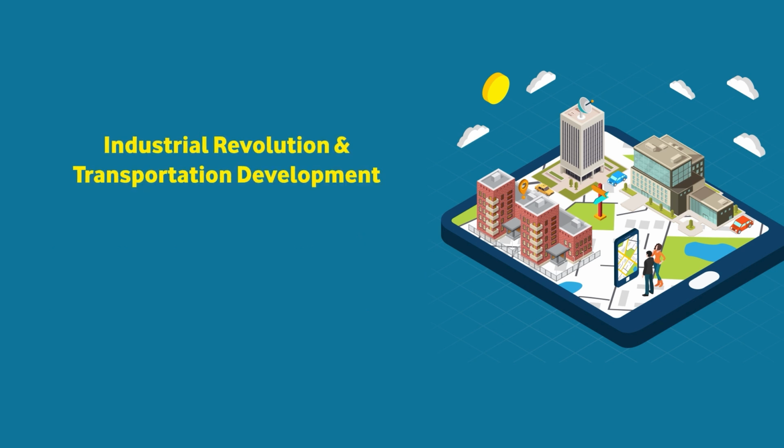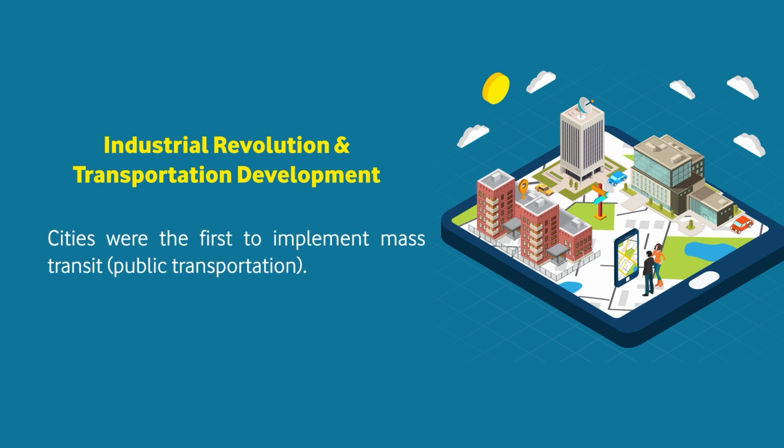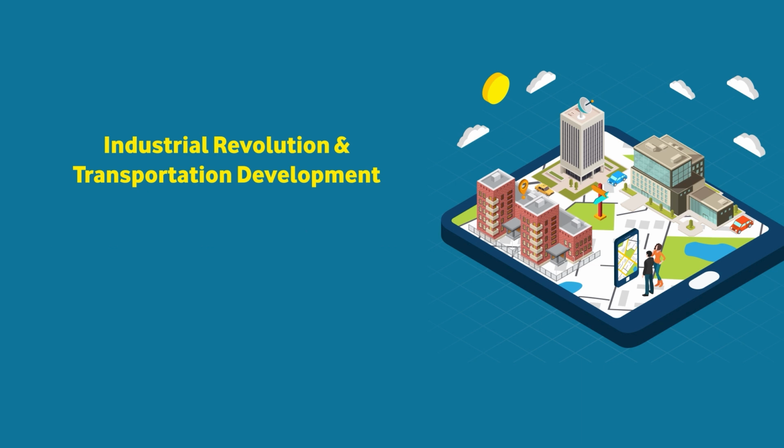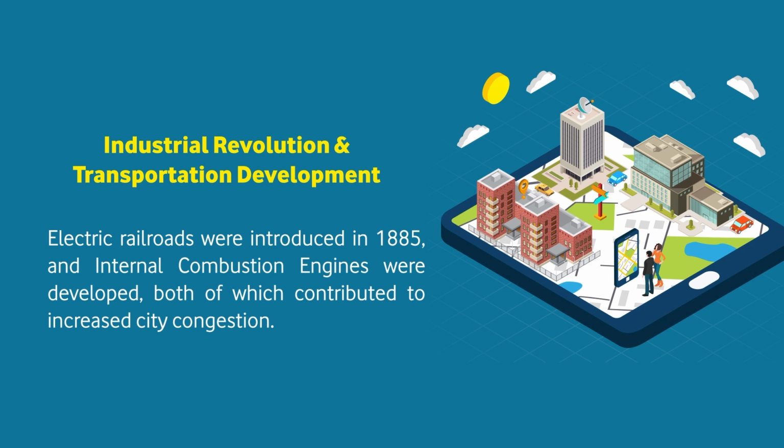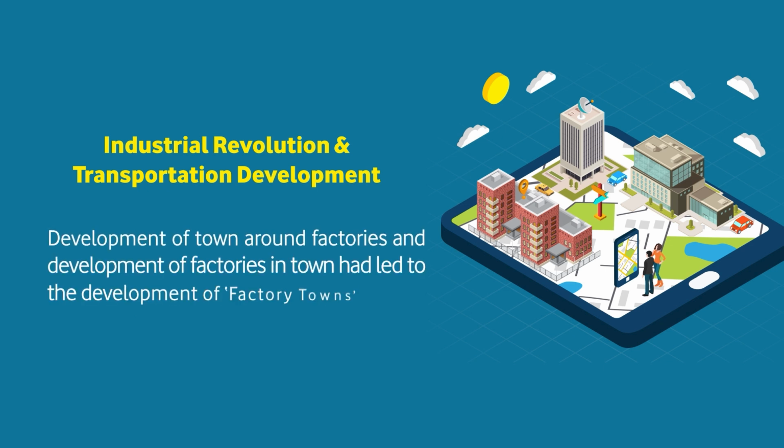Then came the industrial revolution and transport and development. Cities were the first to implement mass transit systems, that is public transportation. Electric railroads were introduced in 1885 and internal combustion engines were developed, both of which contributed to an increase in congestion. Development of towns around the factories and development of factories in the towns led to the development of factory towns.